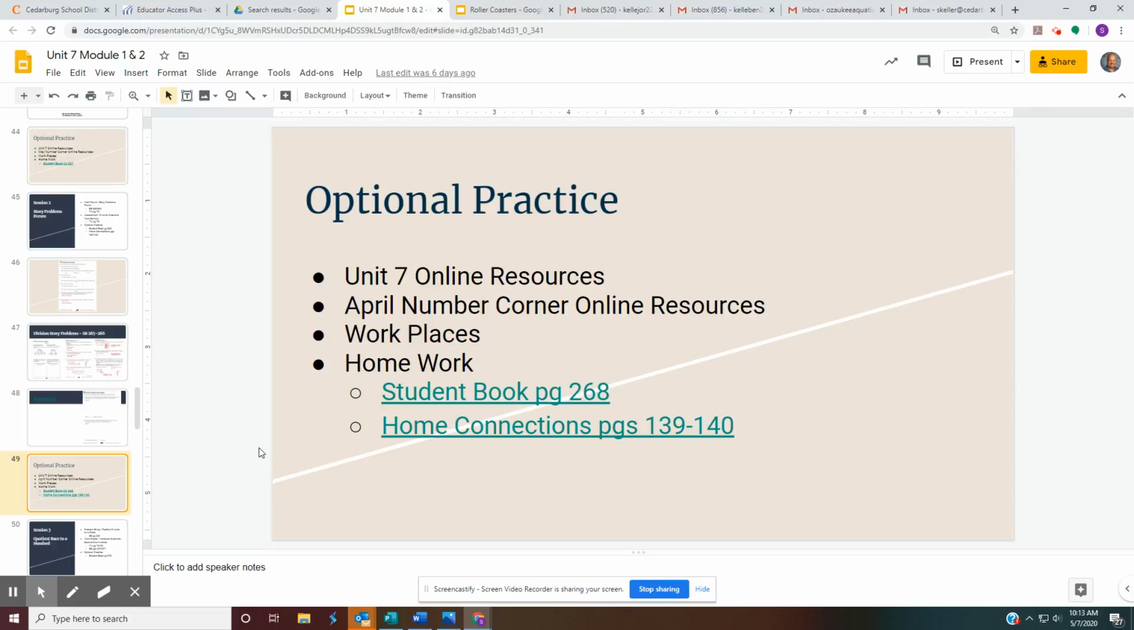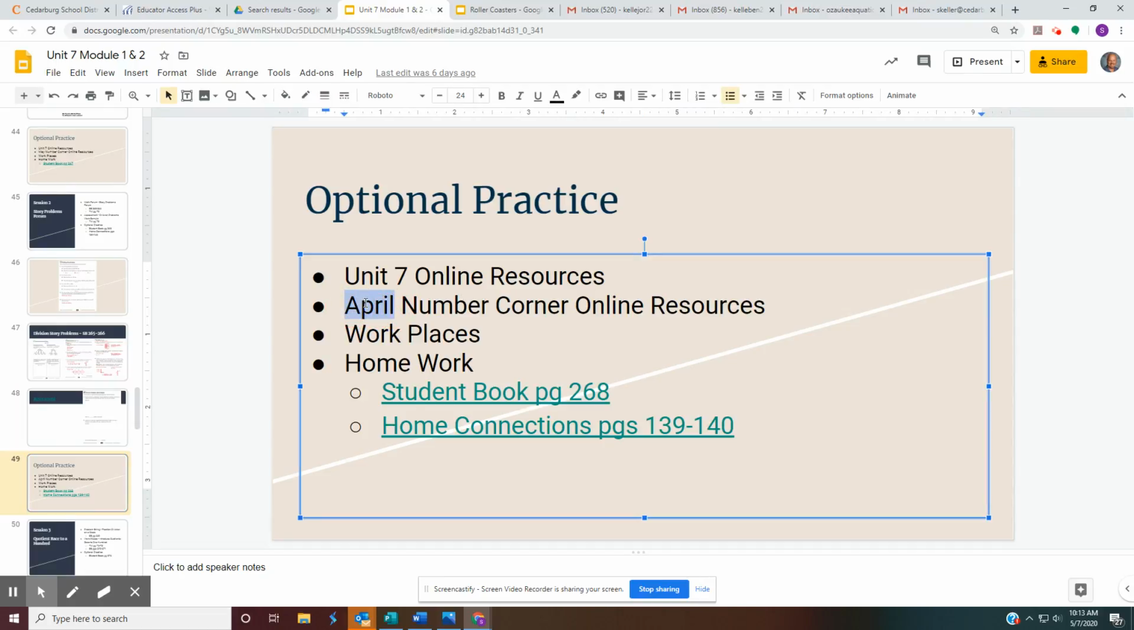So we've come to the end of the lesson. Go ahead and look at some of the other stuff that you're able to do. You can do Unit 7 online resources. We are now into May, right? So we want to do our May number corner online resources. And if you have any workplace games, you want to play that fraction splat game again, which is kind of fun. But you do have to complete for tomorrow's lesson student book page 268 and your home connection books pages 139 and 140.